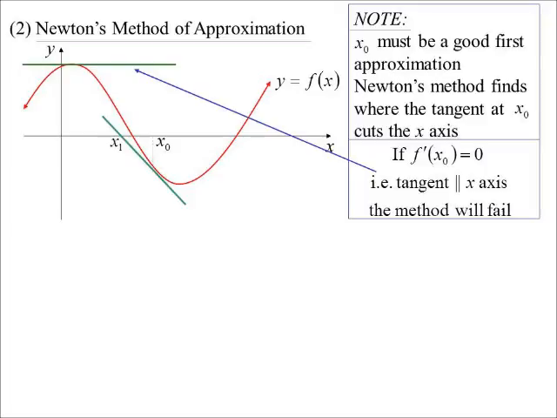Now obviously, up here, if my first approximation turns out to be a stationary point, the method's going to fail altogether because it'll never cut the x-axis. So that's not a good approximation. That's what we call a pathetic approximation. That's the technical term. All right.